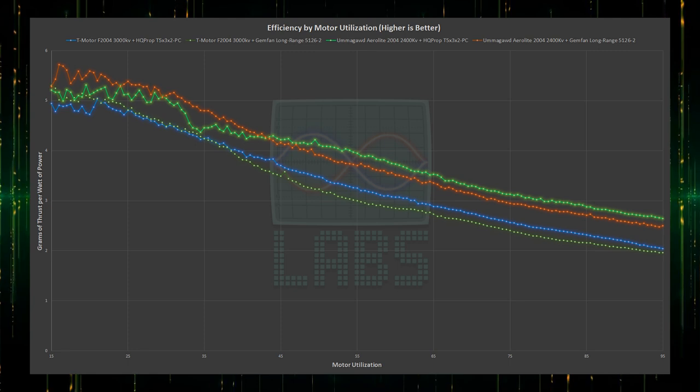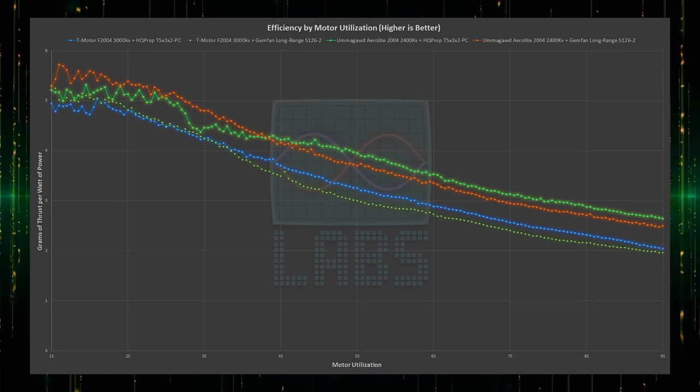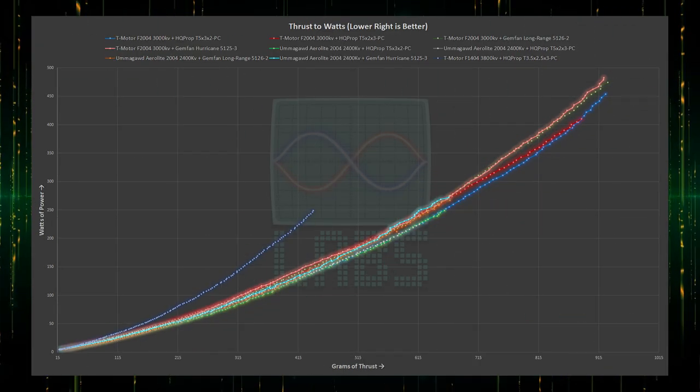The two graphs almost mirror one another, except the T-motor with the higher KV is less efficient, which isn't a surprise, given it produces more thrust. The HQ prop on the T-motor seems to have less of an efficiency gap at the lower throttle range compared to what it had on the Ummagawd motor, which is interesting. Once again, let's switch to the thrust produced to watts of power.